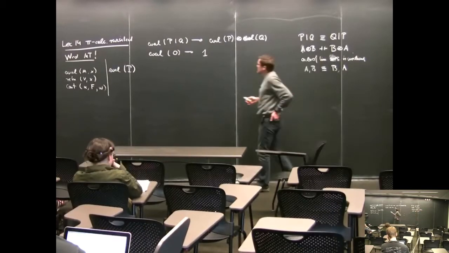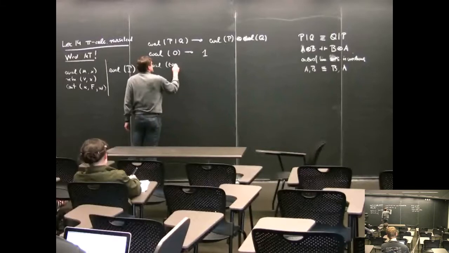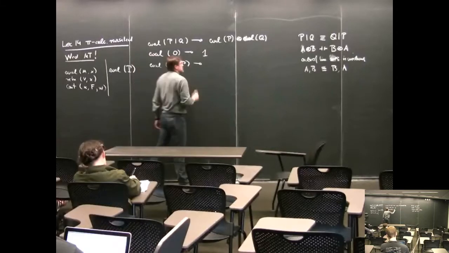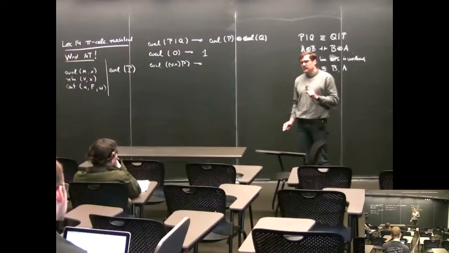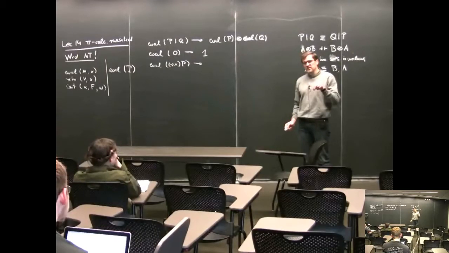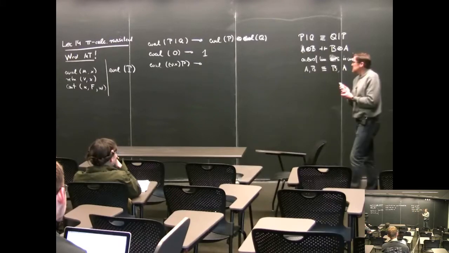Okay? So let's think about name restriction. If we have eval of nu x p, we used that in several places. We used it in cut in order to create a private channel between the two pieces that were communicating. We also used it in output in order to create a new name to output. So how does this work?